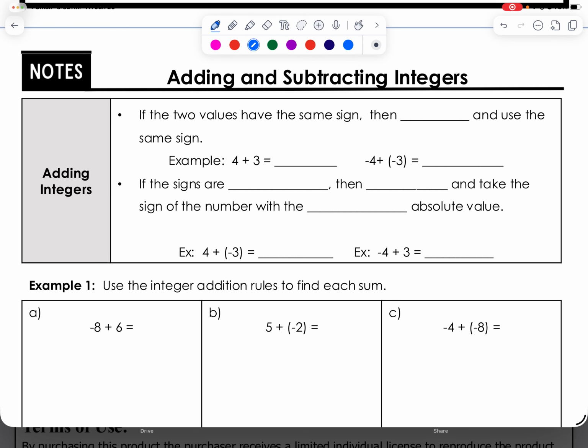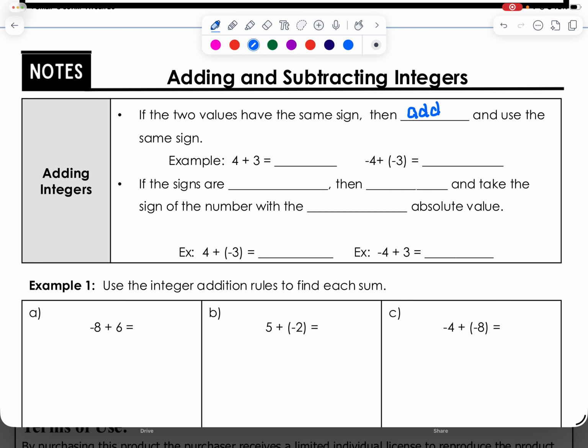In today's lesson, we will be adding and subtracting integers using integer rules. Let's start with adding. There are two things that can happen when you're adding integers. The first thing that could happen is both your numbers have the same sign. In other words, they're both positive or they're both negative. If that happens, you simply add the two numbers and then use whatever sign is in the problem.